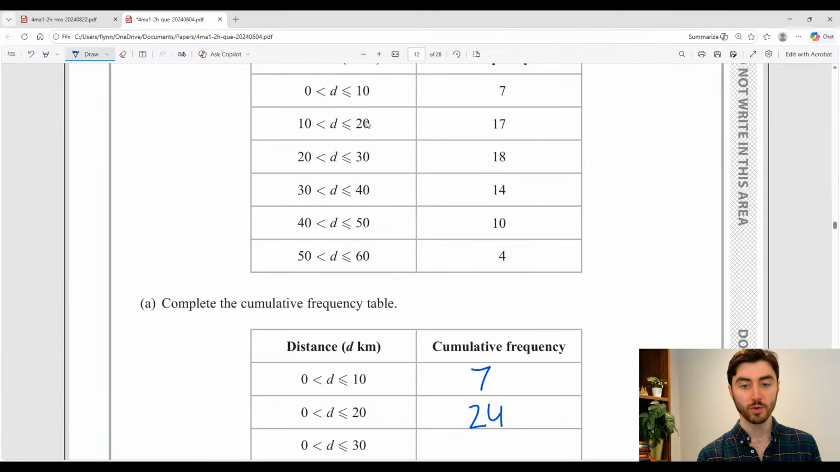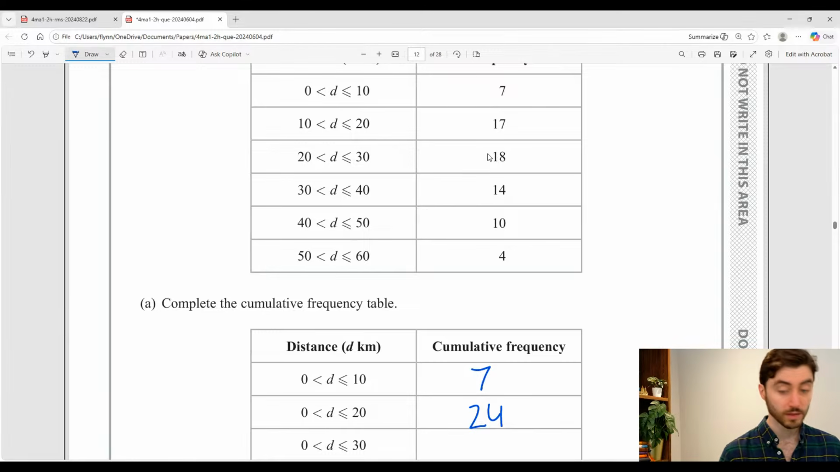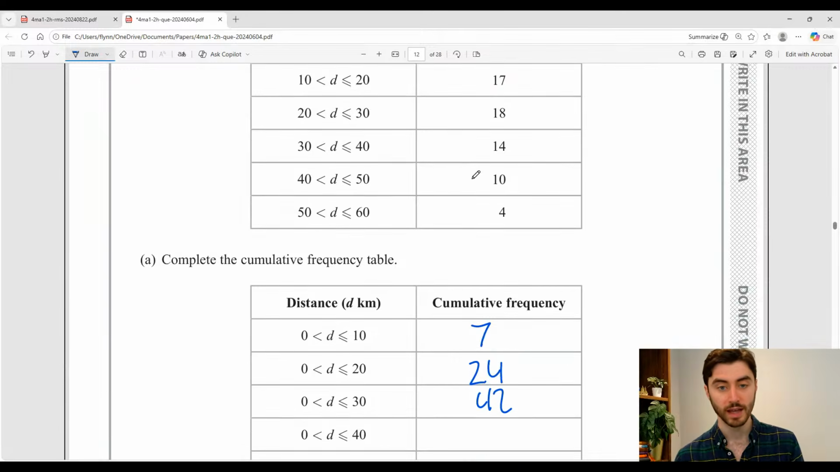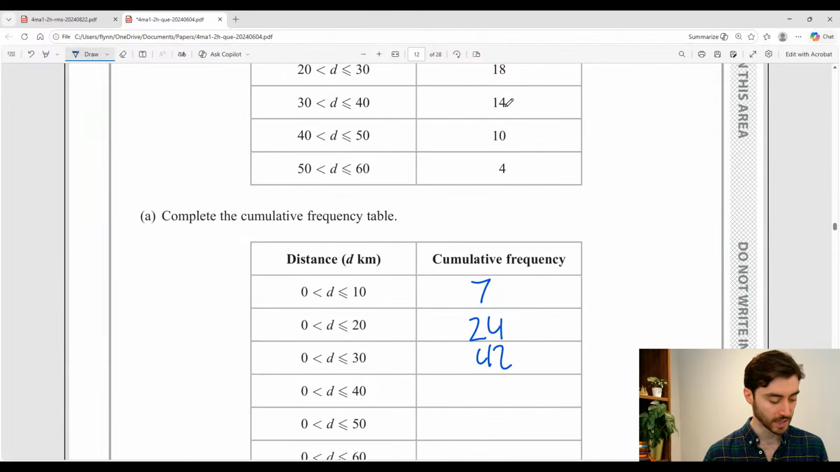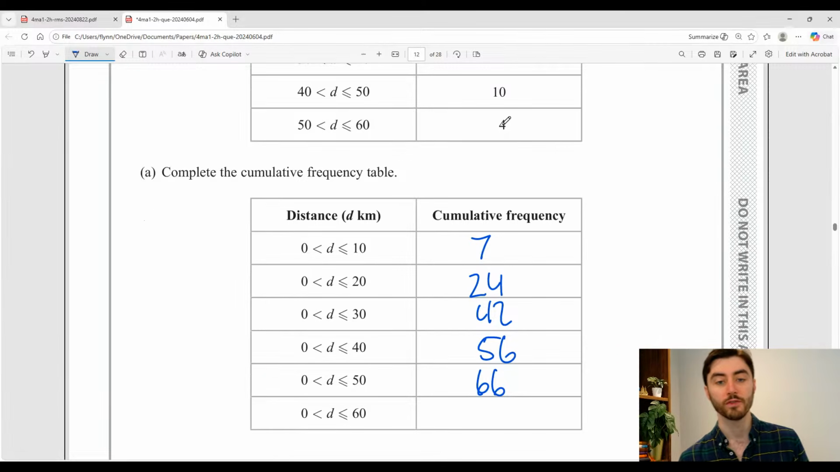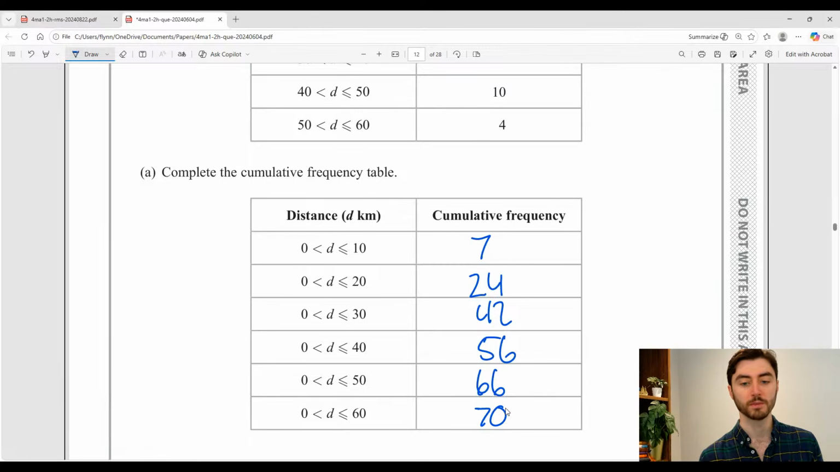So if there are 24 up to 20, and then a further 18 to get up to 30, well, 24 plus 18 is 42. So now we've got 42 up to 30, and then the next group adds on a further 14. So there must be 56 up to a value of 40. We then add a further 10 to get to 50, which brings me up to 66. And finally, we have a further 4 to get up to 60, which brings me to a total of 70.